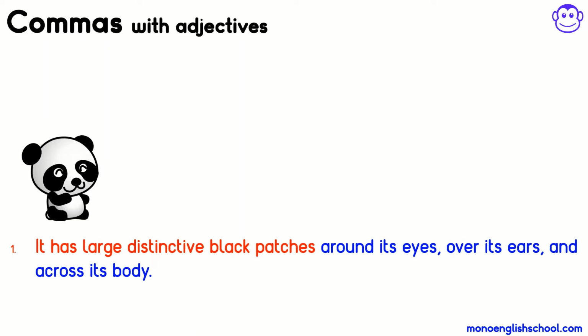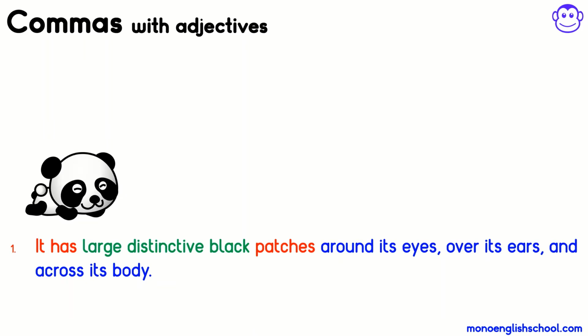Stripping the sentence back, we have a subject, it, verb, has, and the object, patches. And there are three consecutive adjectives that add to the description of the object. Large, distinctive, and black all pre-modify the noun patches. Pre-modify means that the modifier, in this case the adjectives, appears before the modified word in the sentence. We will look at the three adjectives in reverse order.